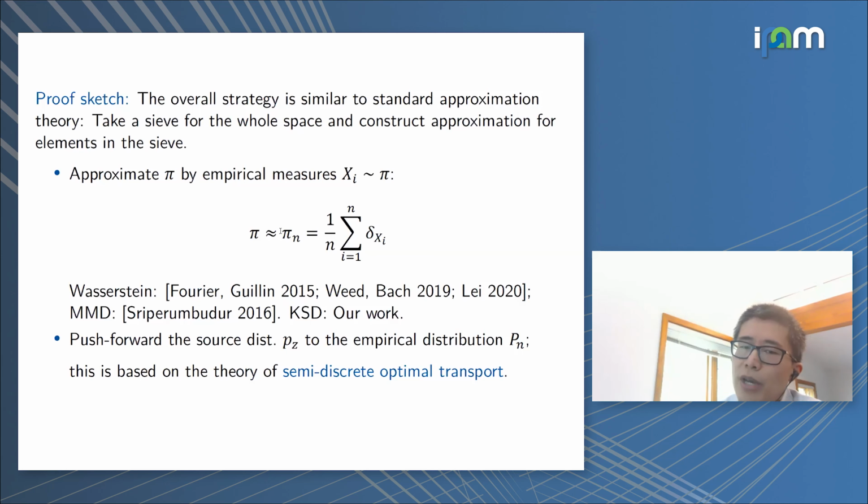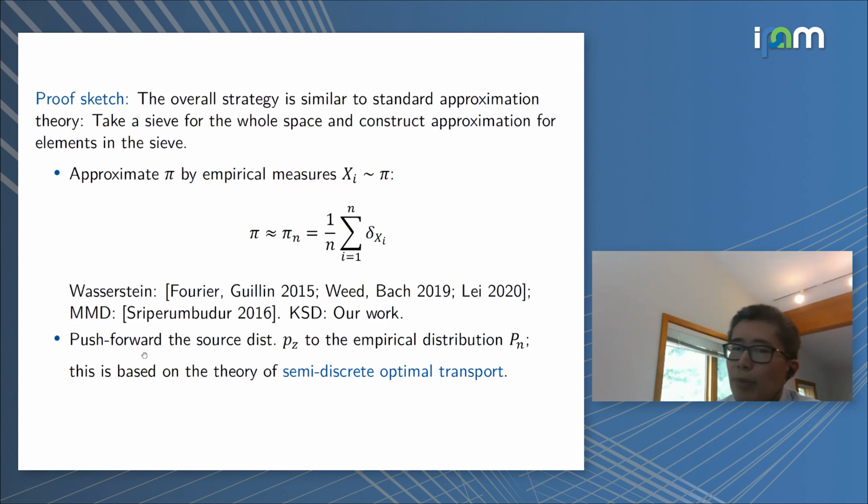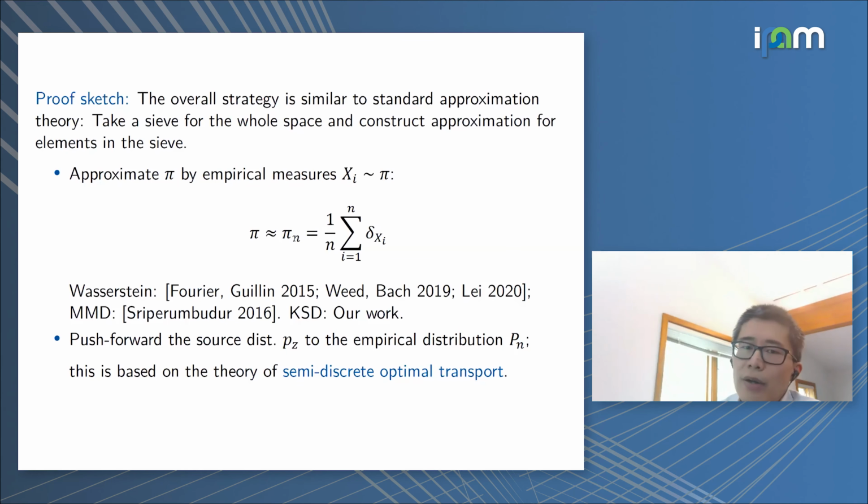Okay, and now after this step, we just need to push forward something to the empirical measure, because using the triangle inequality, pi is well approximated by pi n. So now we just need to approximate pi n under the push forward. And this step can be done using the theory of semi-discrete optimal transport. Our goal now is to push forward a measure PZ, which we assume is absolutely continuous with respect to the Lebesgue measure, so it is a continuous measure, to a discrete measure, which is given by the sum of the empirical measures.